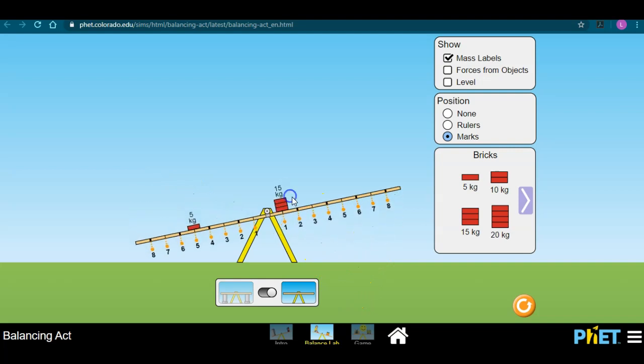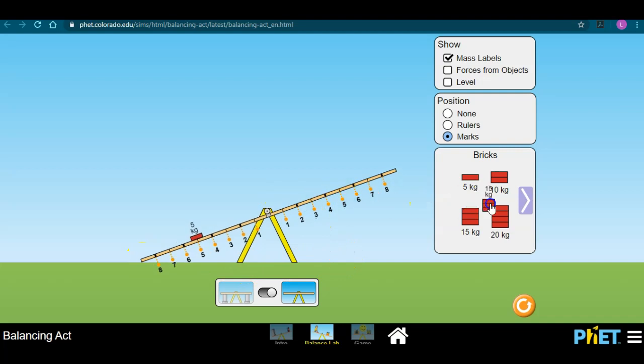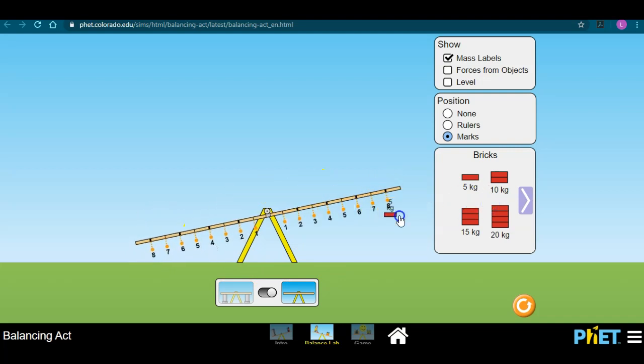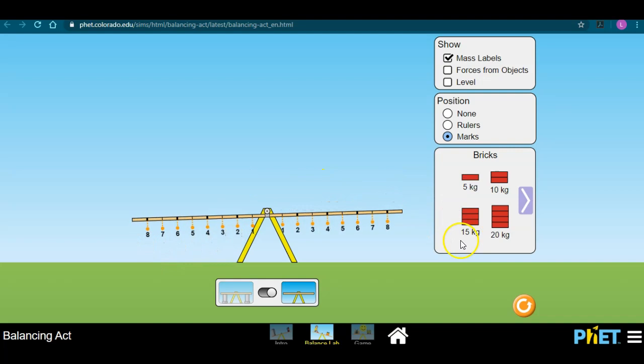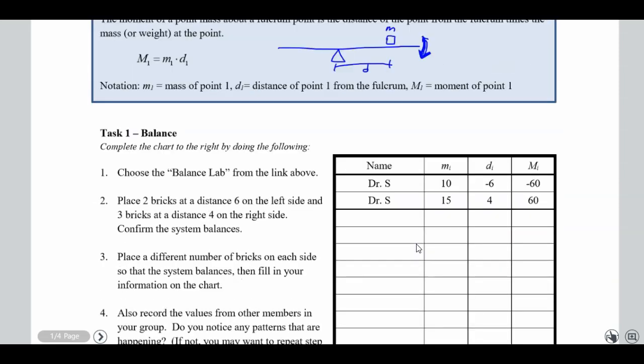You can move these, experiment a little. Now this one's going to have a larger moment on the left side, so it's going to go toward the left. You can just play around with that and see what you get. If you want to take stuff off, you just drag it back over here. So what we're going to do is go ahead and place a few things and just calculate some moments. I've done one already, we might do one more. But the idea is to fill this chart in and see what's going on for things that balance.